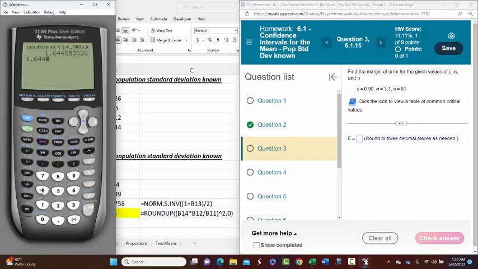Oh, I don't know how many decimal places we need for this. 8.5. It's your critical value times the standard deviation, which you see is 3.1, divided by the square root of n. And n is 81 for this one. Three decimal places. I like 0.567.